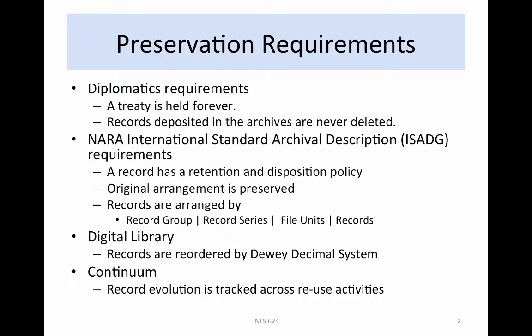The National Archives and Records Administration follows the ISADG model. A record is a member of a record series. The record is defined by a submission agreement, and its position in the record series is maintained over time. This is referred to as original arrangement. The record also has a retention and disposition schedule. Records may have a finite lifetime.